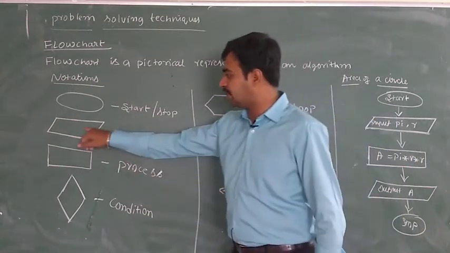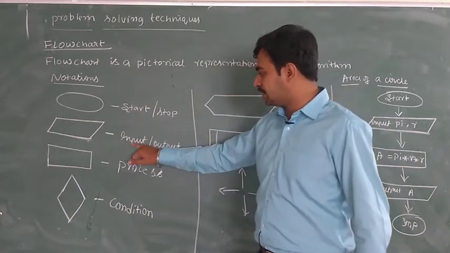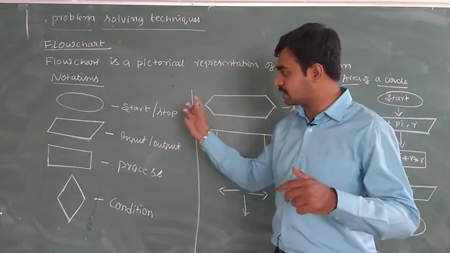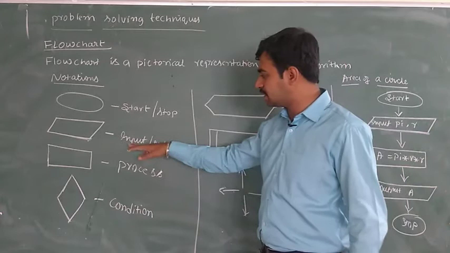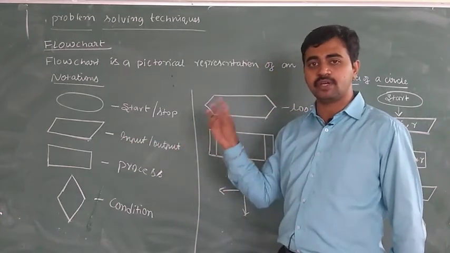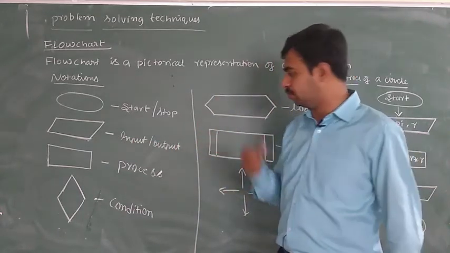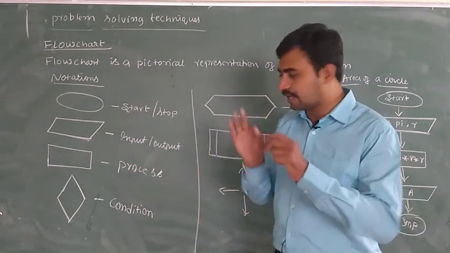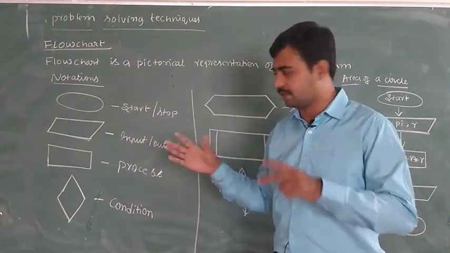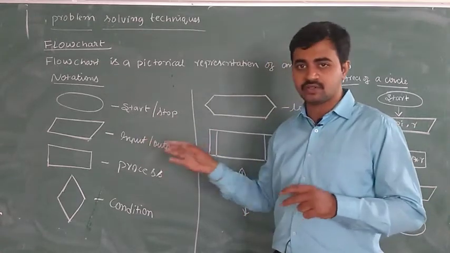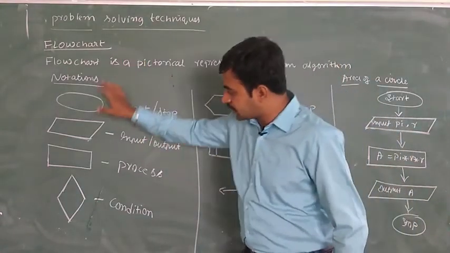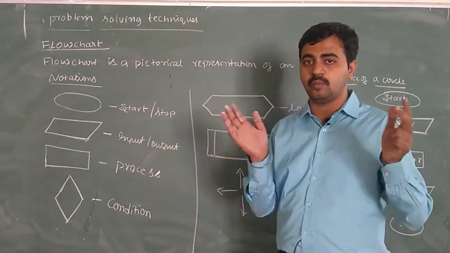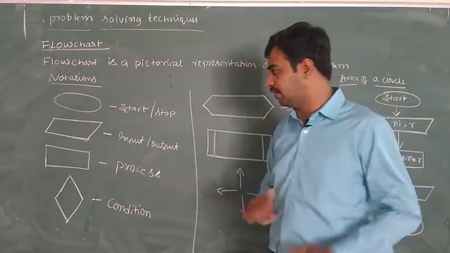Next we have a parallelogram. It is called input or output. We use the parallelogram, in a slant shape, for providing input and getting the output. And we have this rectangle. The diagram is drawn in some other shapes and the picture is not so clear, so you need to mention it very clearly. A rectangle has all 4 sides, and the opposite sides will be perfectly equal.